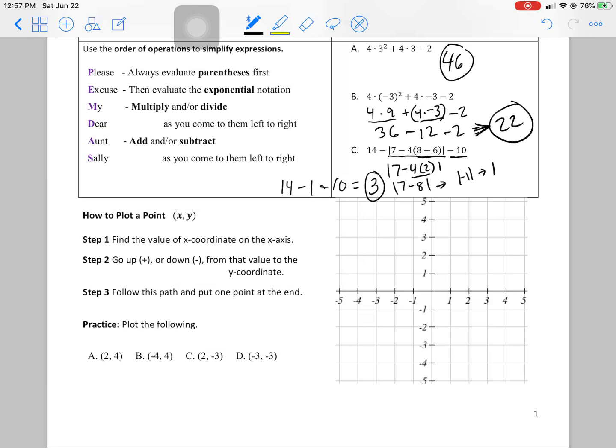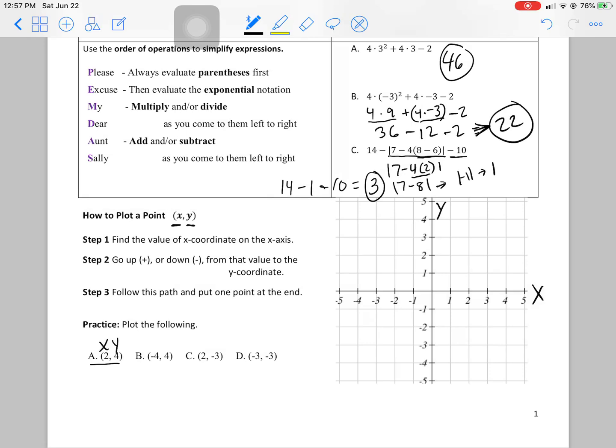point from an ordered pair. All ordered pairs have the x first and then the y with a comma between them. To plot a point, you want to find the value of the x coordinate first on the x-axis. So where are my axes? That's the y, that's the x. So my first point here, that's the x, that's the y.